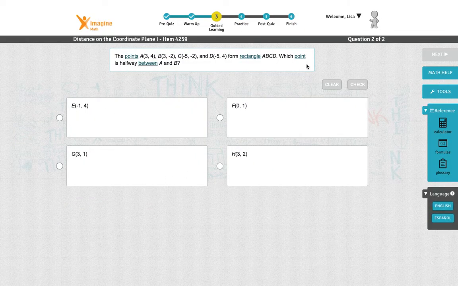Now this one says that we are looking at a rectangle. The points A and B have the same x value. Do you see that? But the y values are different, and it's looking for which point is halfway between A and B. So if I've got 4 and negative 2, and I draw that on my number line, that means I've got 4 positive y and negative 2 y. So I'm looking for how far 4 is from negative 2. Remember, we're using that absolute value. So 4 is 4 away from 0, and negative 2 is how far away from 0? That's right. It's 2 away from 0.